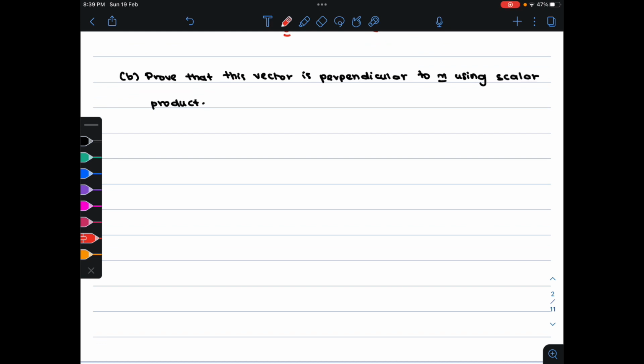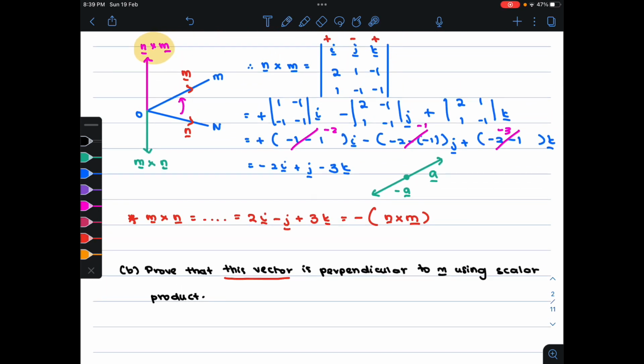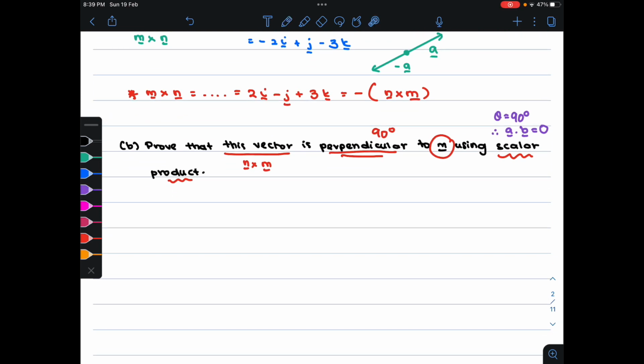For part B, we need to prove that this vector, which is the vector that we found just now, which is n cross m, is perpendicular or 90 degrees to the vector m by using the scalar product. So we know that by using scalar product, if your theta is 90 degrees, your a dot b should equal to 0. So this is what we're gonna do. In this case, we're gonna do n cross m dot with vector m.